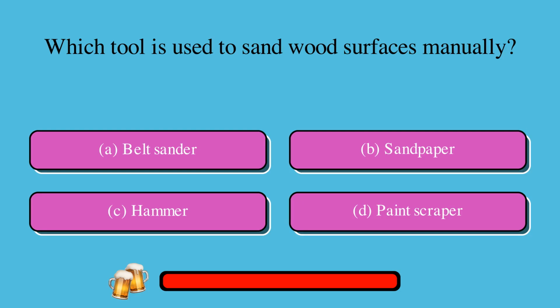Which tool is used to sand wood surfaces manually? A. Belt sander, or B. Sandpaper, or C. Hammer, or D. Paint scraper? The correct answer is B. Sandpaper.